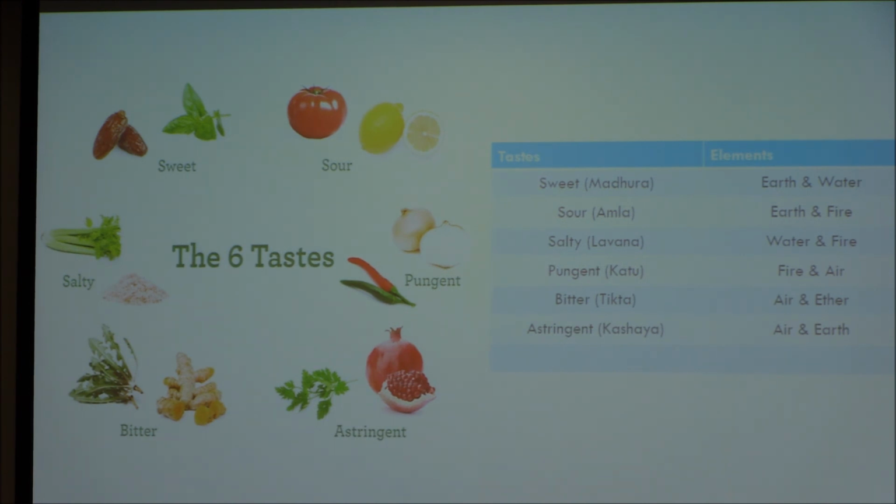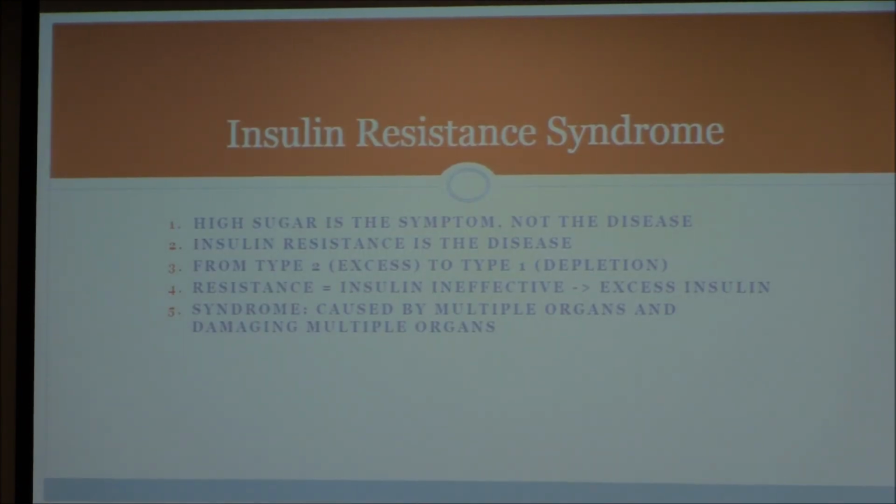Is everybody familiar with these 2 terms? Pungent and astringent. Okay. All right. So let me just give a little bit of explanation of this term.